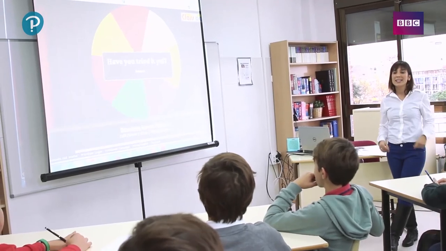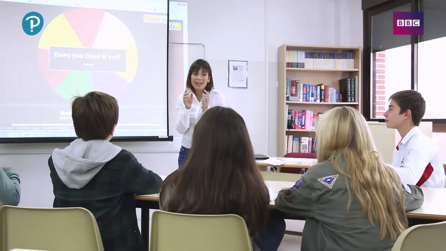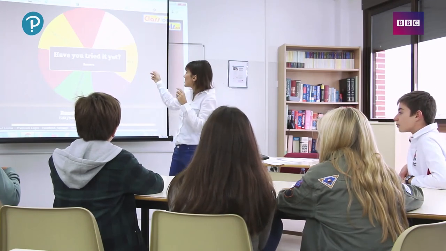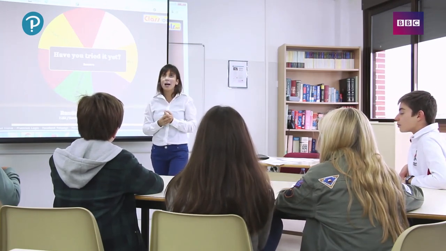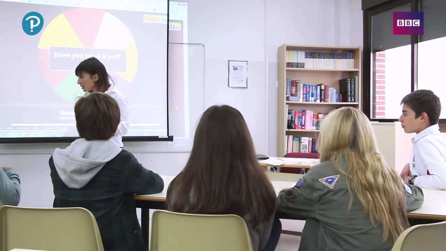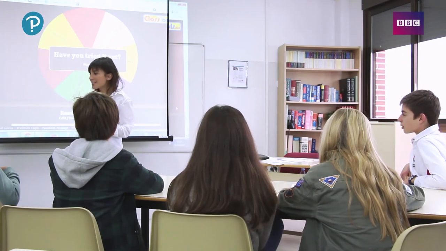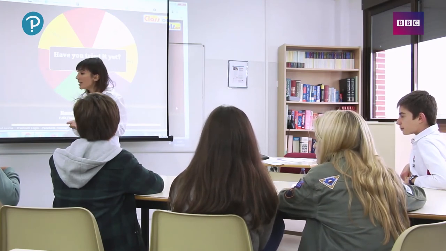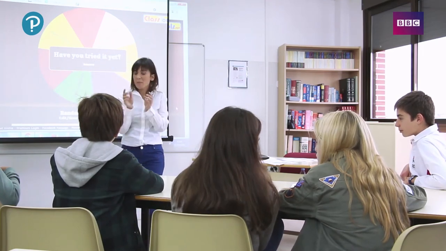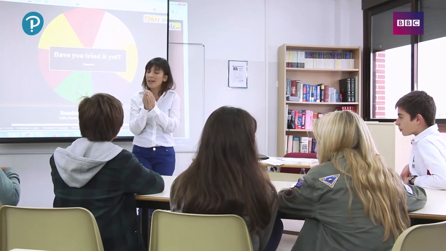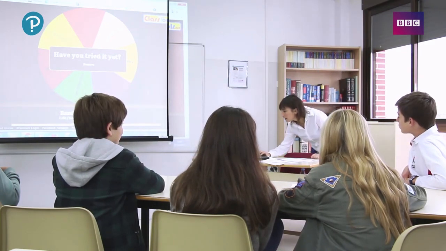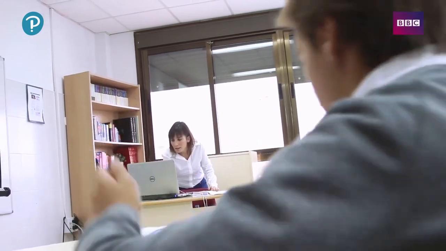Okay, have you tried it yet? So you have to make like a short dialogue and then you have to include this sentence. For example, do you like noodles? Yes. Okay, have you tried it yet? Yes. Okay. So something like that. Okay, something short. Yes? Okay, so let me do it. And now your pairs. Next one.